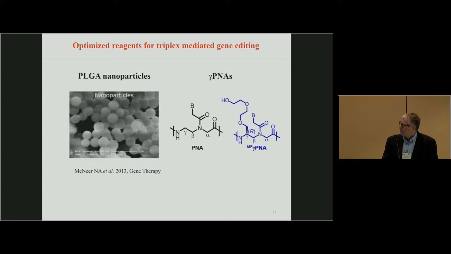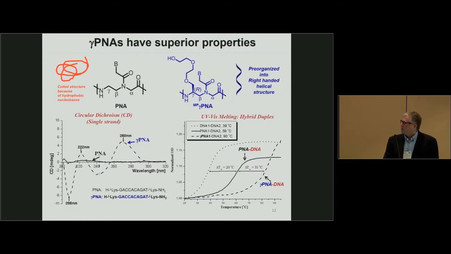And then the use of a modification of a PNA called a gamma PNA, which you can see there on the right. It's actually more officially called miniPEG gamma, because you see two ethylene glycols coming off of the gamma position on the polyamide backbone. And if you notice, there's a little R in parentheses there, and that's a hint that that forms a chiral center. So what does that mean?